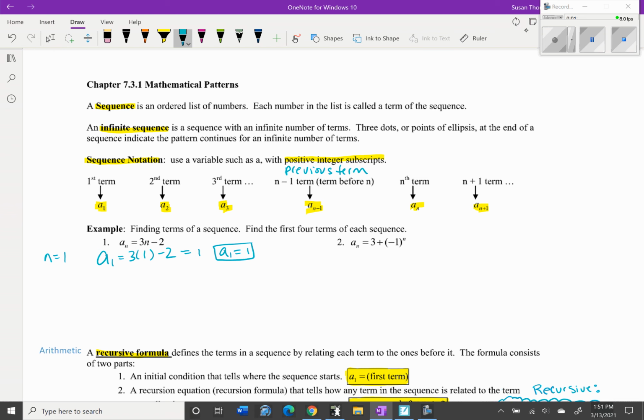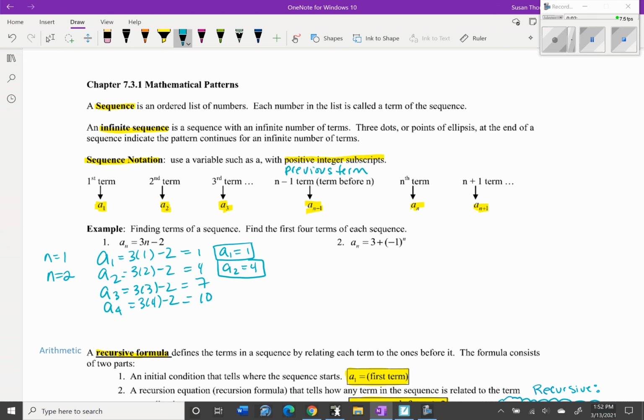Then if I want to find the second term, a sub 2, that means we're plugging in n equals 2 for all our n's in our equation. That gives us 3 times 2 minus 2. So 6 minus 2 is 4. So a sub 2 is equal to 4. And we can keep going. A sub 3 equals 3 times 3 minus 2. So 9 minus 2, which gives us 7. A sub 4 is equal to 3 times 4 minus 2. So 12 minus 2, which gives us 10.